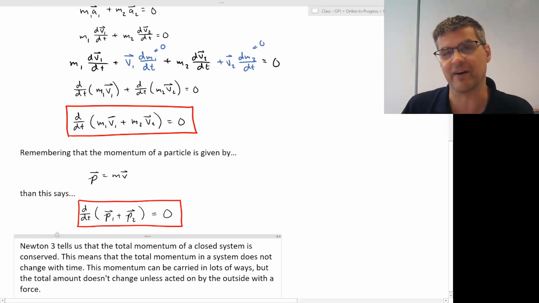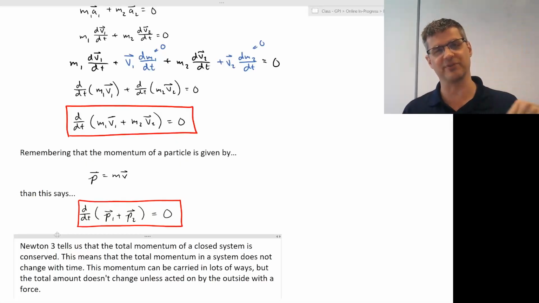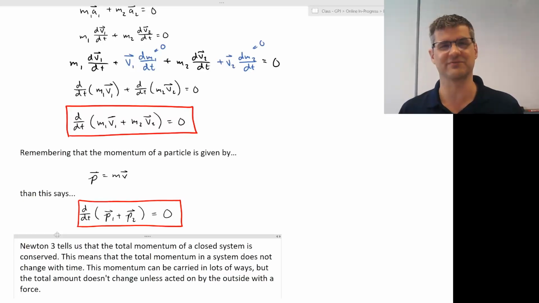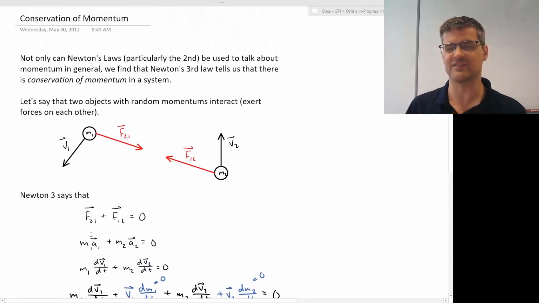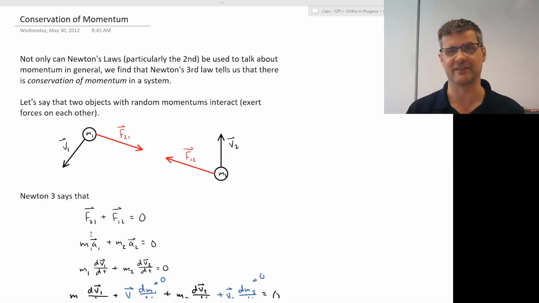So this all came about because of our trust and faith in Newton's third law. Part of our proof was using Newton's second law. This is a statement of our confidence and faith in Newton's laws. We believe that Newton's laws are true, and that leads to this quantity called conservation of momentum. Momentum can be carried in lots of ways, but the total amount does not change unless acted upon on the outside by some force. So this is conservation of momentum, just like we had conservation of mechanical energy in the past.